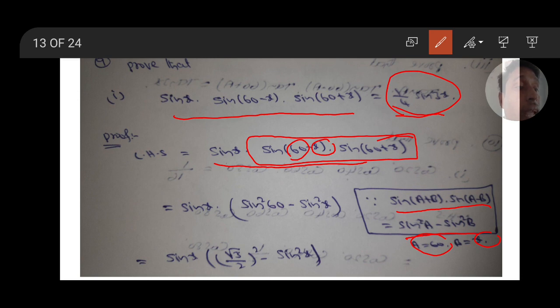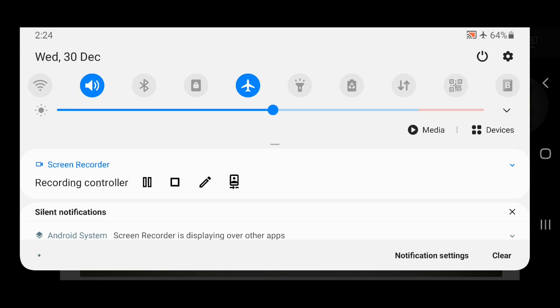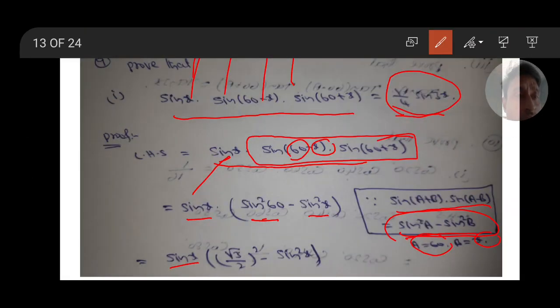So substitute in this sin square a minus sin square b. Sin x is as it is, and sin square 60 minus sin square x. What is the sin 60 value? Sin x into root 3 by 2, sin 60 value, that is root 3 by 2 whole square minus sin square x. Here sin square 60 means sin 60 value root 3 by 2, that is root 3 by 2 whole square minus sin square x.